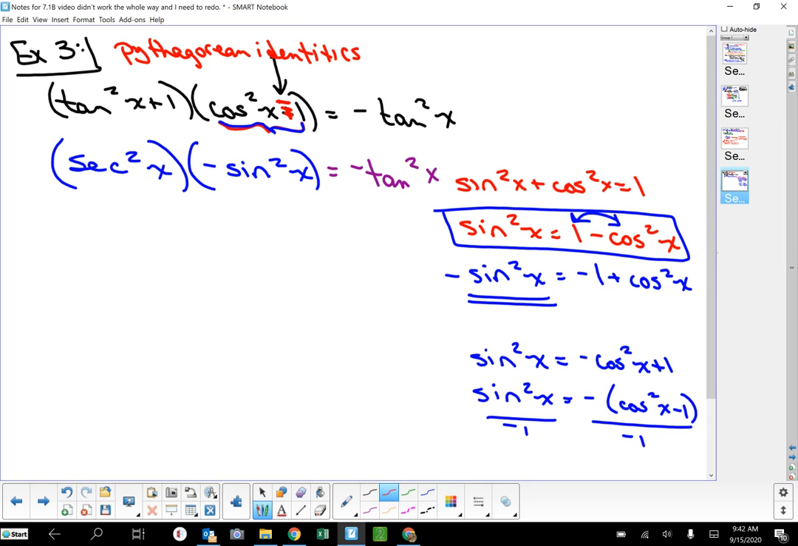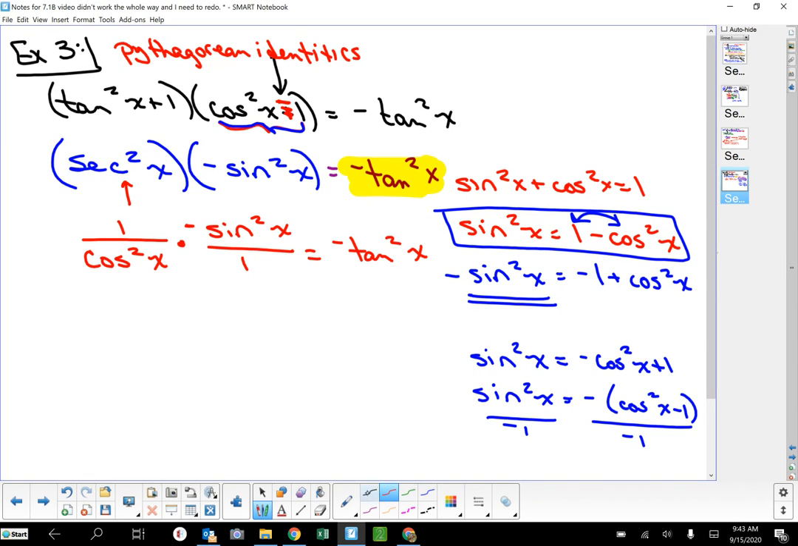Okay, so the next thing that we're going to do is to take and turn our secant squared, because we're going for just plain tangent here, right? That's all that we're looking for in this is our tangent squared. So I'm going to take this secant and use the properties of reciprocals, and we know that this is 1 over cosine squared. And we're going to leave our sine squared as just negative sine squared x over 1. And we'll multiply these two things together. And what we're going for is negative tangent squared.